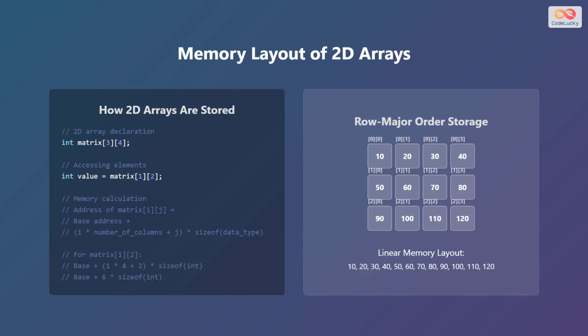The address of matrix[i][j] can be calculated using the formula: base address plus (i times number of columns plus j) times size of data type. For example, for matrix[1][2], the address would be base plus (1 times 4 plus 2) times size of int, which simplifies to base plus 6 times size of int. The visual representation illustrates how the elements of the 2D array are arranged linearly in memory in row major order.